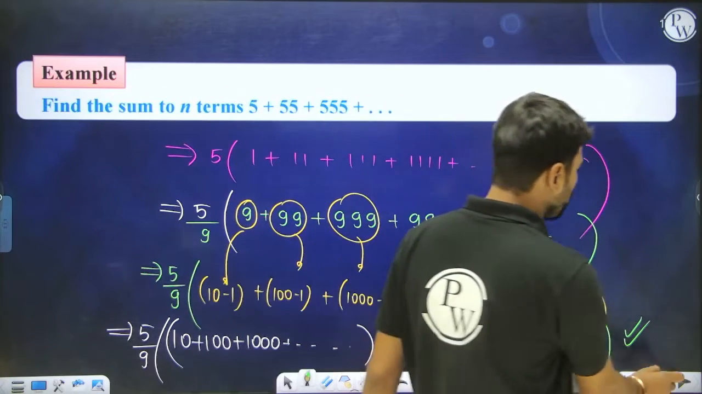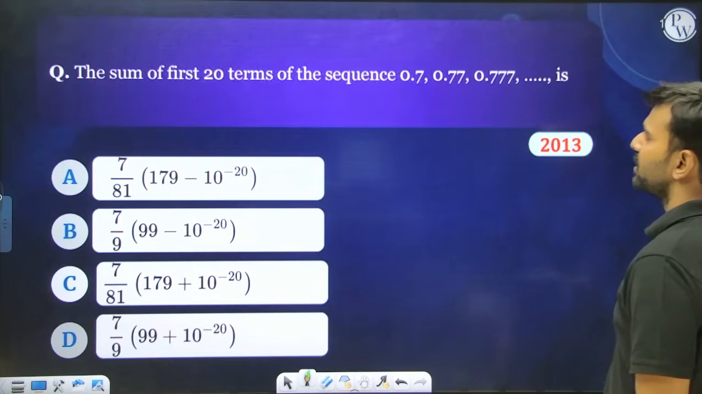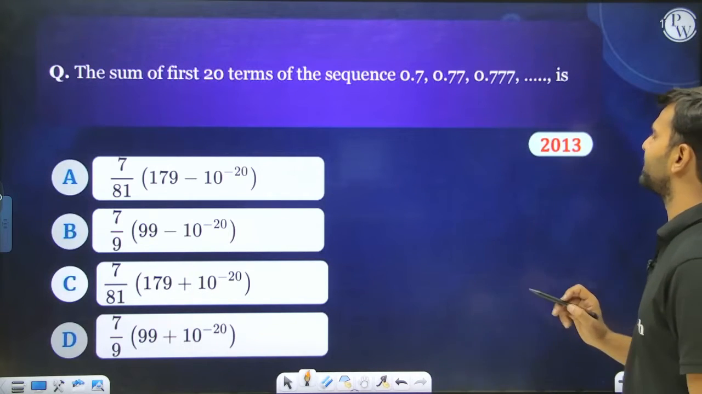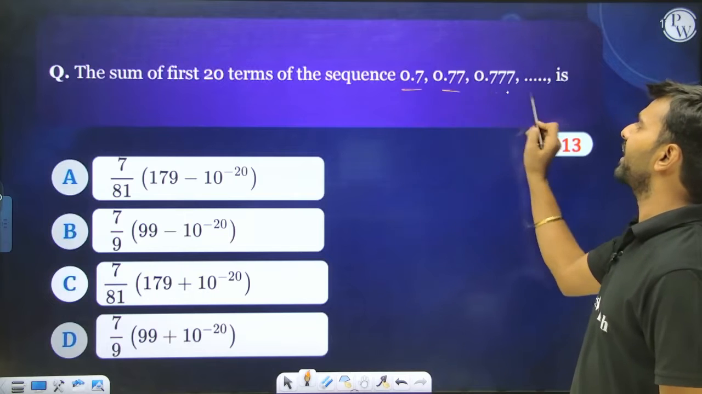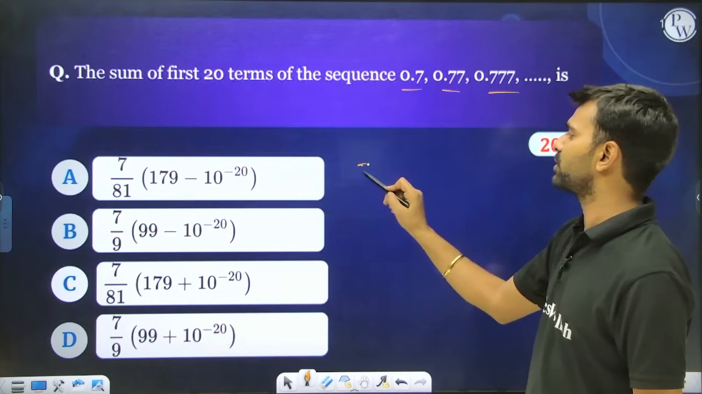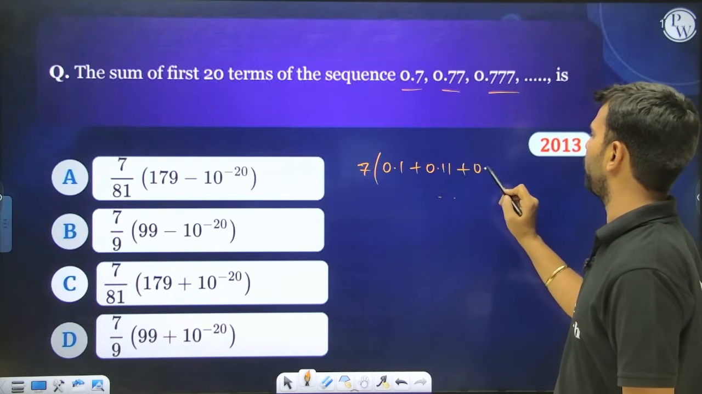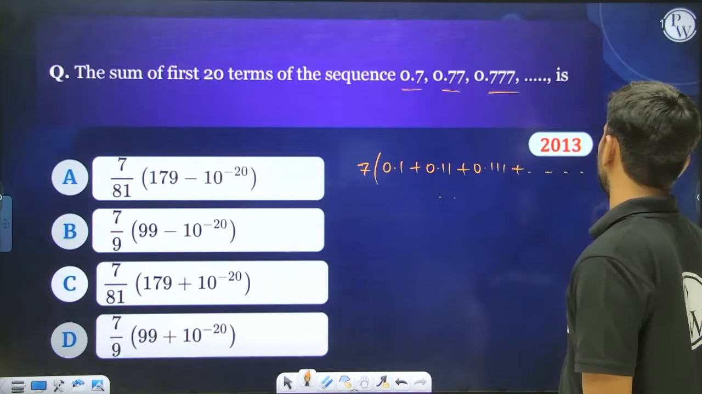There has to be no confusion at all. Find out the sum of the first 20 terms of this particular series. This problem was asked in 2013. Look, again and again the same thing, 7, is getting repeated. So we need to take 7 common. So 0.1 plus 0.11 plus 0.111 and so on.